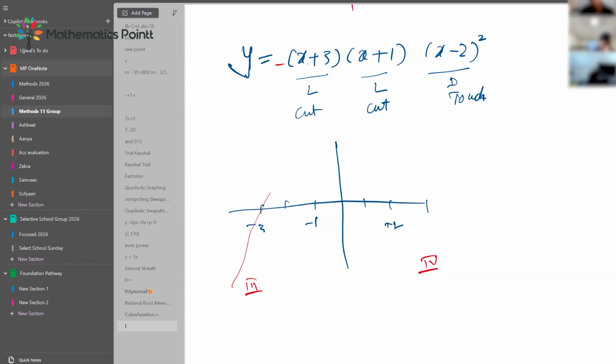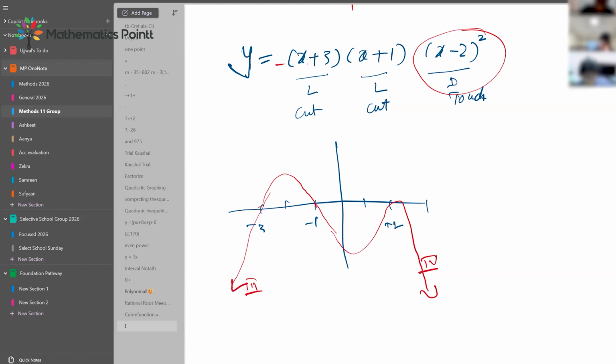Cut at minus 3. Cut at minus 1. Loop it. A double root at 2. Go up, loop, touch and come back. Quartic done. Am I clear? Yes? No? You're fine, right?